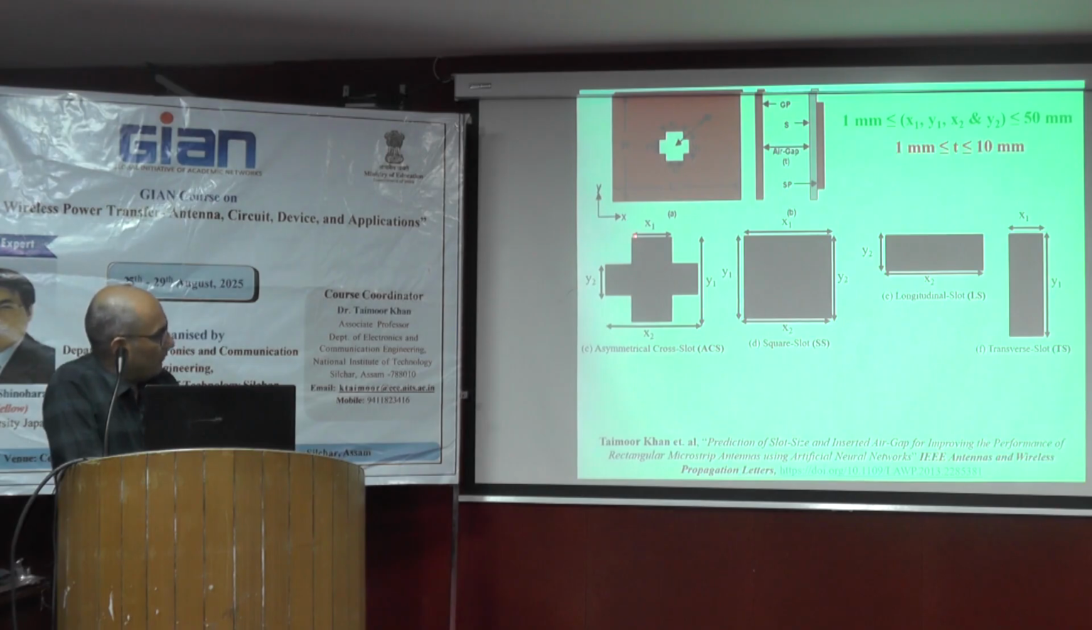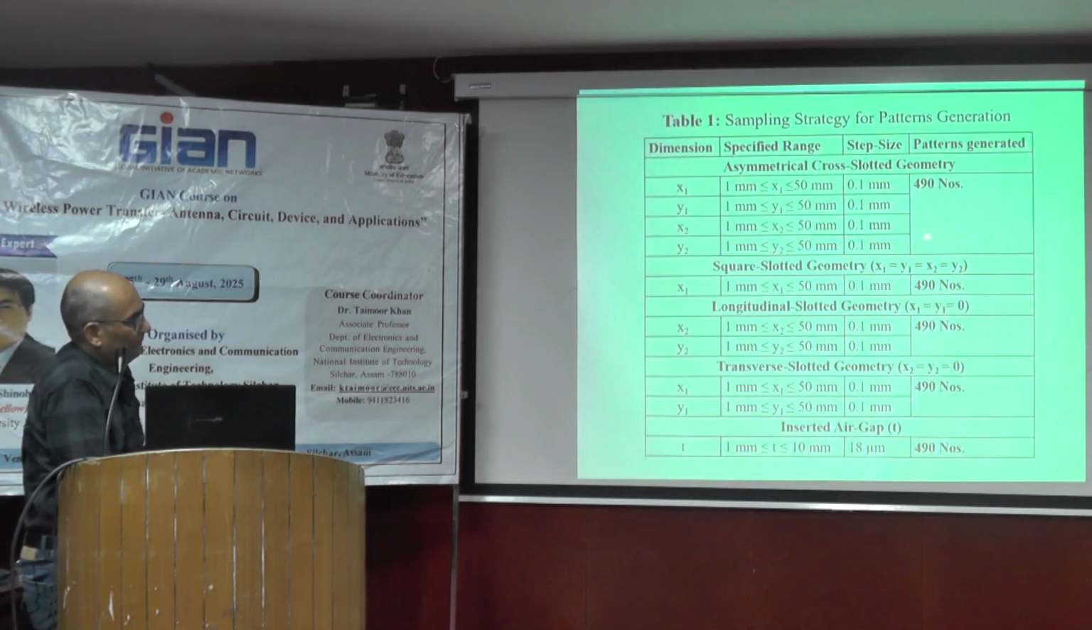The vertical portion you consider as a transverse slot. This one you consider as a longitudinal slot. That slot may be different in your different antennas related to WPT or RFES, because ultimately the idea is more important than the specific geometry. Then the dimensions x1, y1, x2, y2 are changing within 1 mm to 50 mm, and t is the thickness, which is changing from 1 mm to 10 mm. Then, for a different set of parameters, considering 4 different cases, 490 in each are generated.